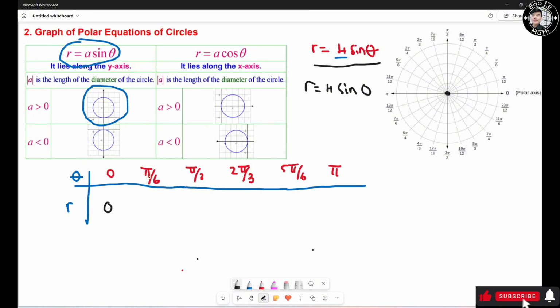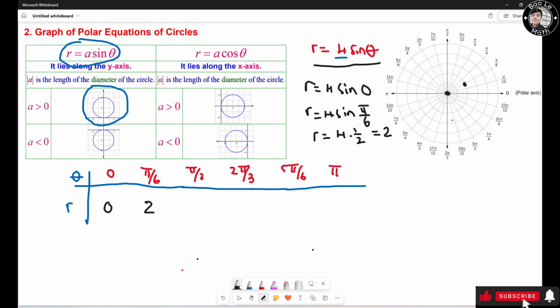Next one, pi over 6. Substitute over here, you have r equals 4 sine of pi over 6. You simplify, it's r equals 4 times 1/2, so it's 2. So at angle pi over 6, the radius is 2. So at pi over 6, the radius is 2, which is the second circle, so it's going to be right here.